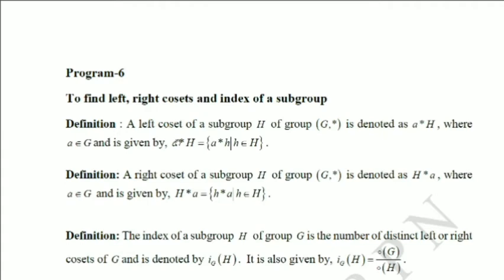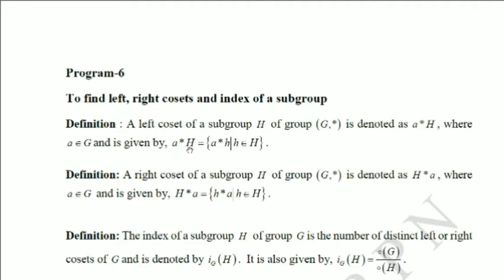First of all, a left coset of a subgroup H of a given group G under the binary operation star is given by A star H, the collection of all elements of the form A star h, where A is coming from G, and we have to operate this A from the left side with the elements of H, where h is coming from H. So you have to give all the values of h and multiply all the values of H from A from the left side, and that is your left coset AH.